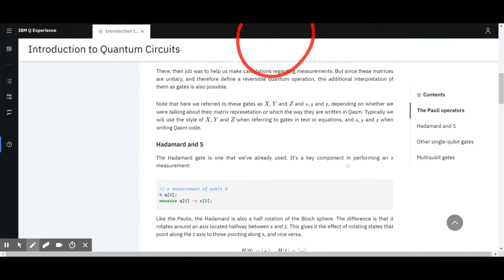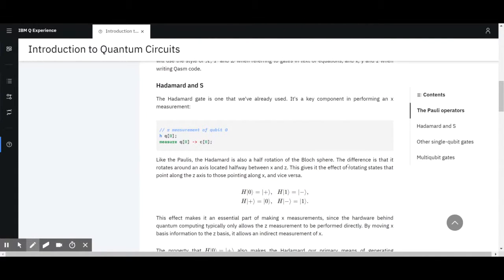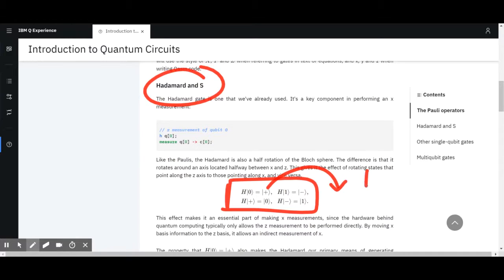Then the important ones here are what the Hadamard and the S do, right? You have it here in the box. And if you remember what the plus state was, it looks like this, right? So it turns zero into that, and it turns a one into the version with a minus in the middle, and then vice versa. Those are things that intuitively are good to have in your mind.